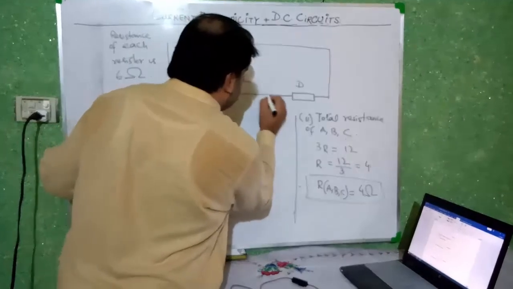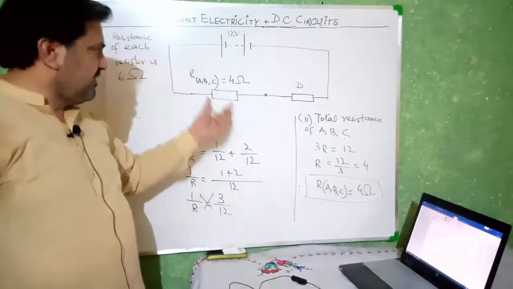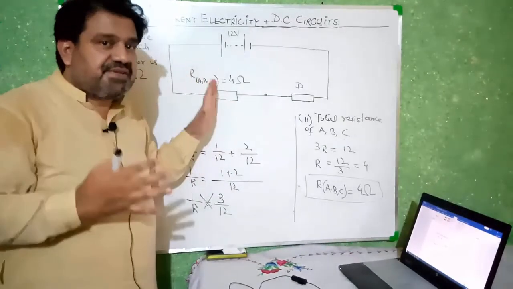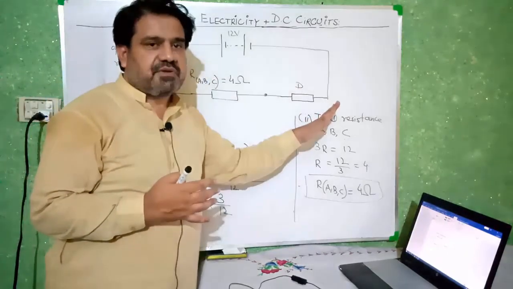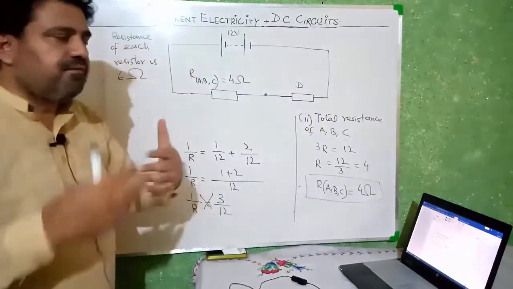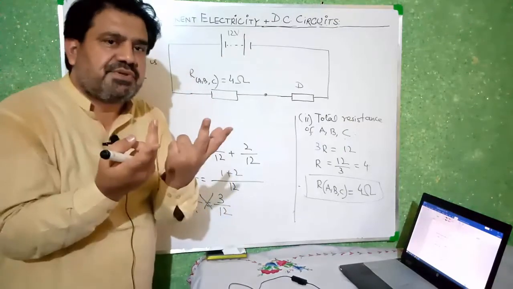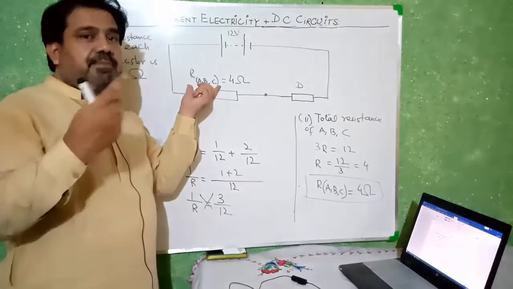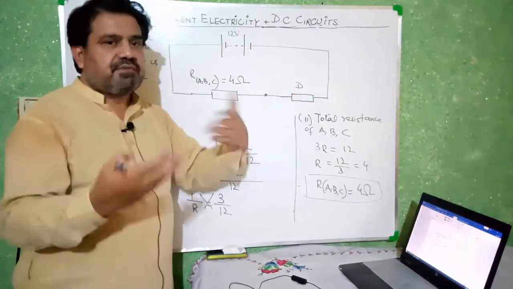Now this resistor is in series with the resistor D. The total resistance of the 3 resistors, which is 4 ohm, is connected in series with the 4th resistor D. When we are asked to find the total resistance of 4 resistors, actually we have to find the total resistance of 2 resistors only. One resistance is R_ABC, which is the total resistance of the first three resistors, and D is the resistance of the 4th resistor.